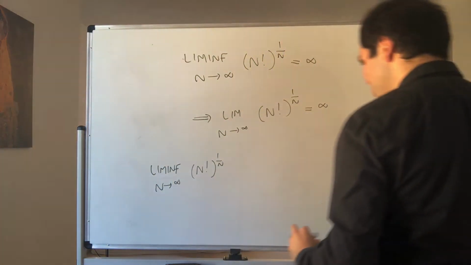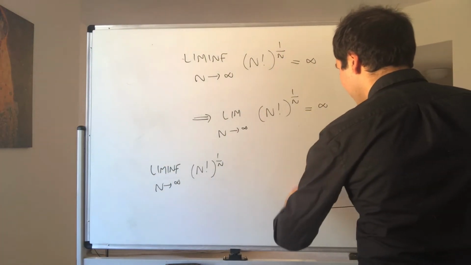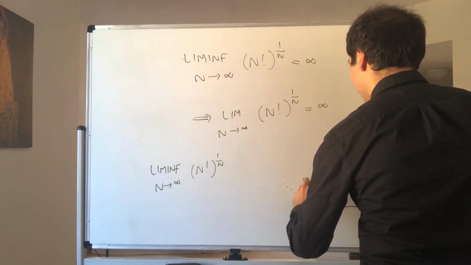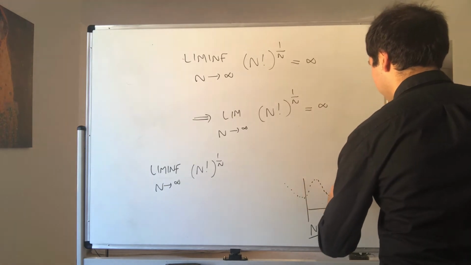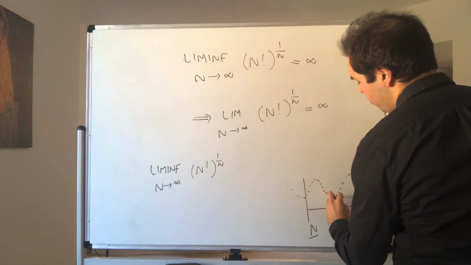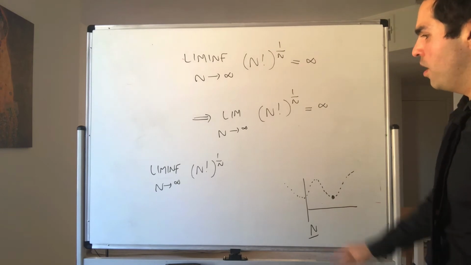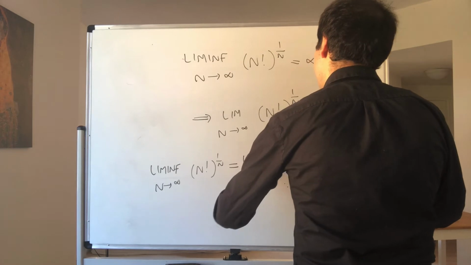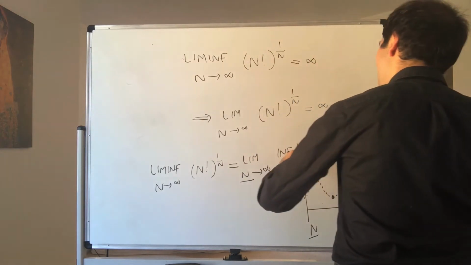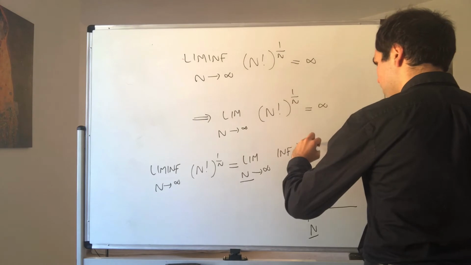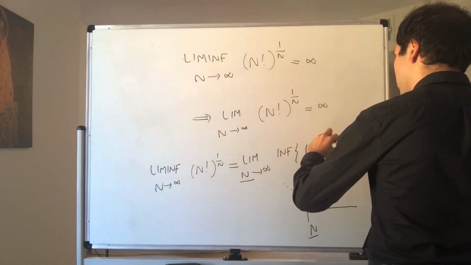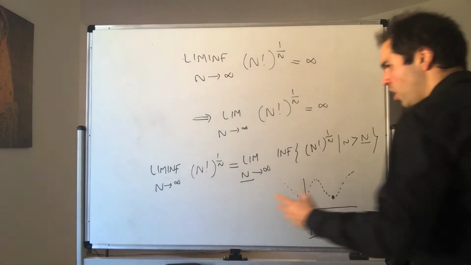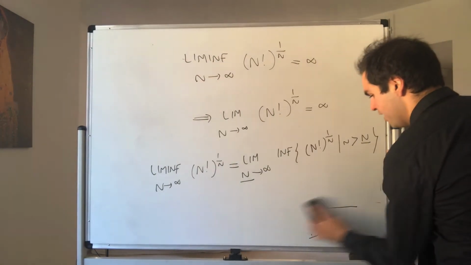Well, by definition, how do you calculate the lim inf? It's just the inf, but after a long time, after a long capital N. So you take the infimum of everything after that threshold, but for a long threshold. So it is the limit as capital N goes to infinity of the infimum of S_n, in this case n factorial to the 1 over n, where n is bigger than capital N. So now, what do we know? We know that the lim inf is infinity.